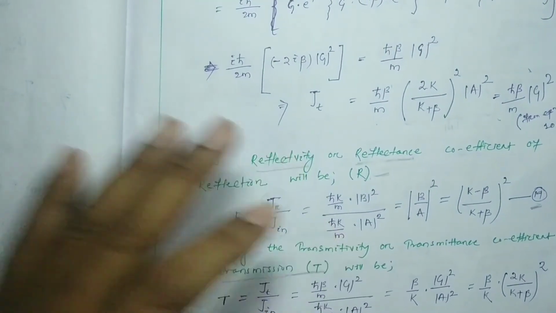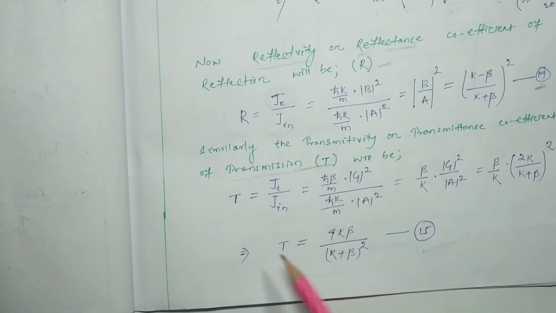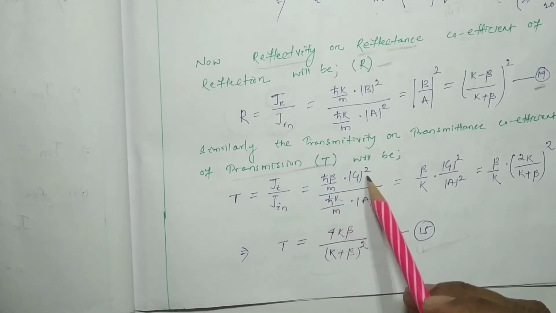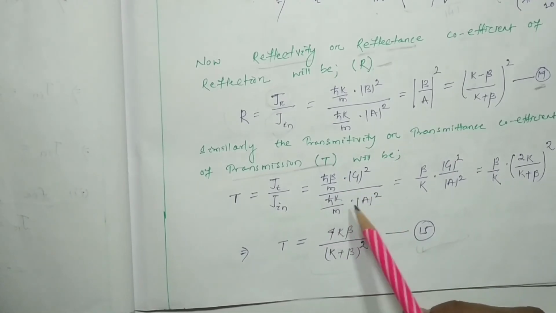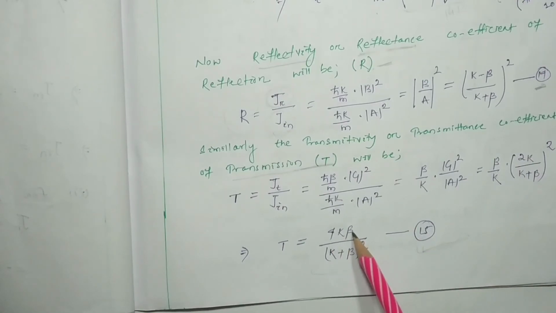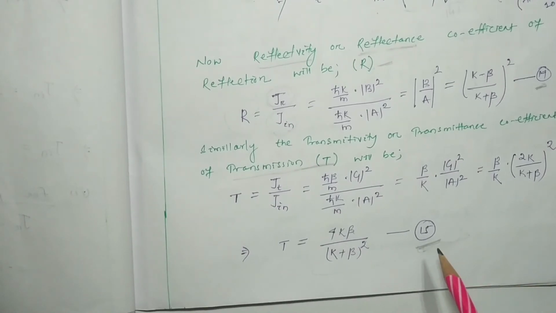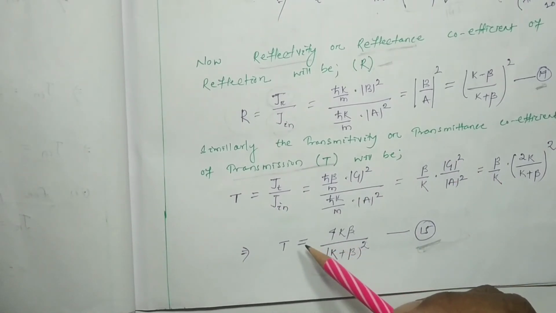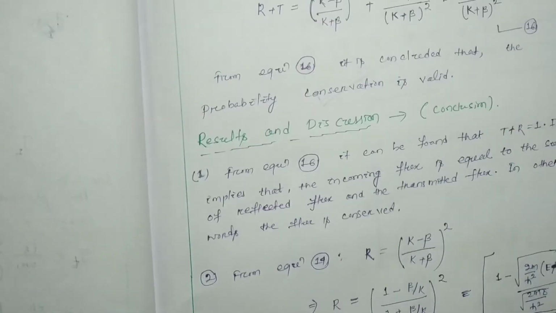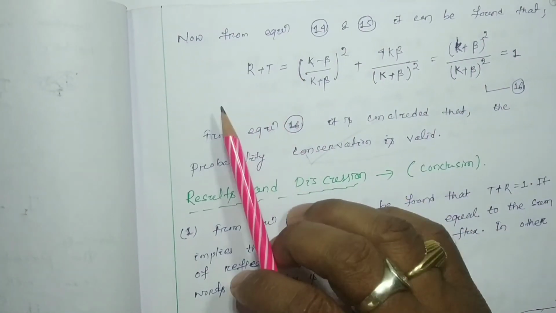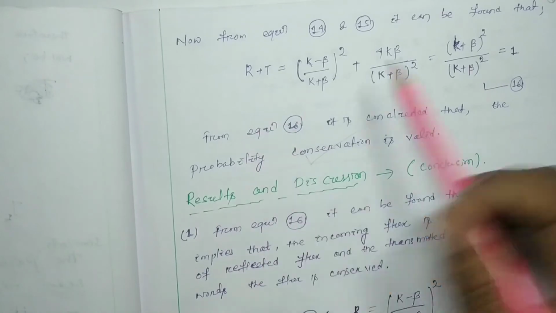Now if we put the J_t value as ħβ/m |g|² by ħk/m |a|², it will be 4kβ/(k+β)². Let it be equation number 15. Now the total coefficient: from equation numbers 14 and 15, it can be found that R plus T, the reflection coefficient plus the transmission coefficient, will be equal to 1.